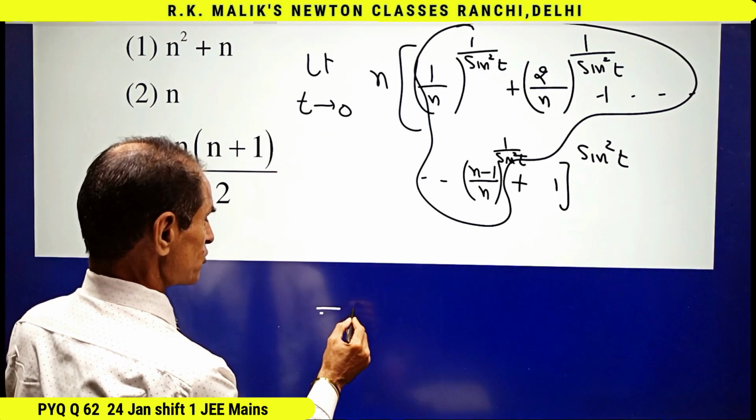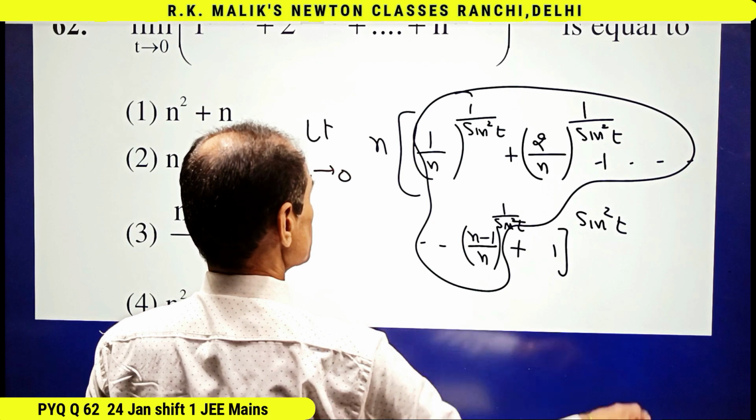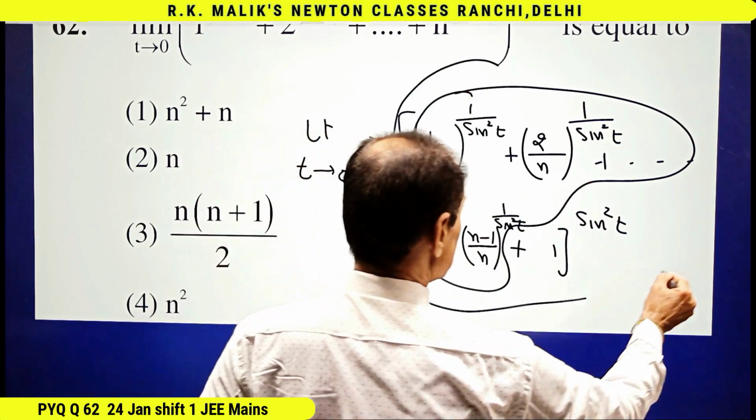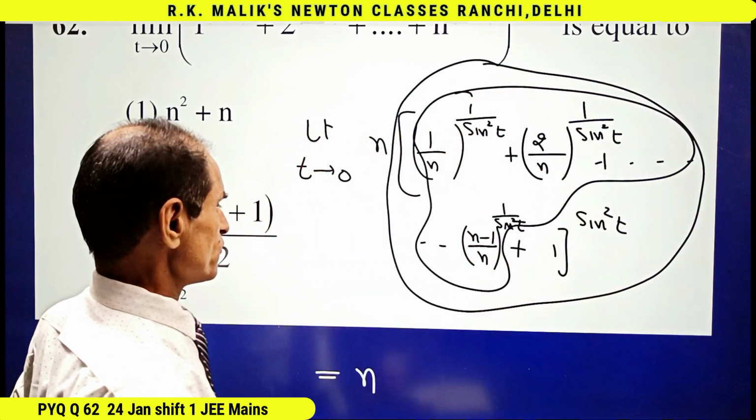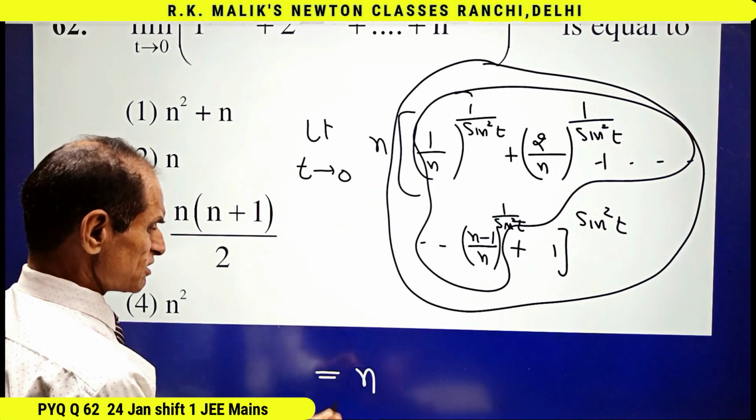Therefore, I will be getting the answer only as n because I am getting the limit of this part as 1. Therefore, n into 1 is n.